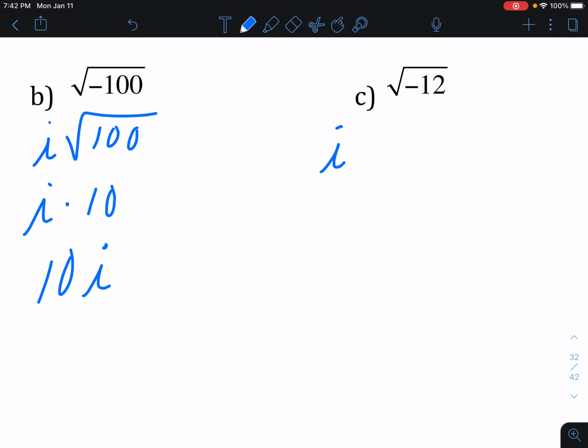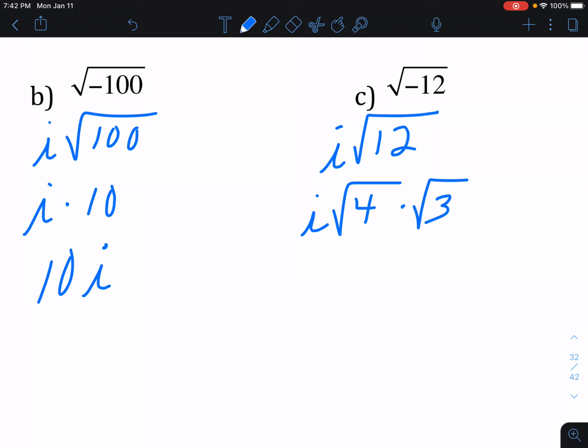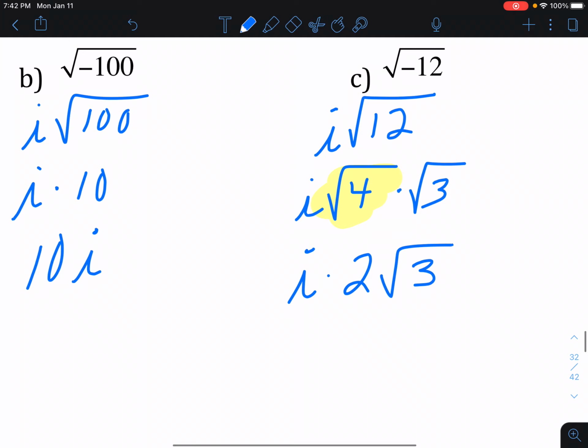Letter C, pull out the i because there's a negative inside. Now, for the square root of 12, we have to think, is there a perfect square that multiplies evenly into 12? Yes, it's 4, such that the square root of 4 times the square root of 3 gives 12. And then the square root of 4 is 2, so it would be i times 2 times the square root of 3. Technically, this is correct, but the proper way of writing it, if we look back at how we wrote 10i, the same thing applies here in letter C. We would call it 2i, then the square root of 3. So whenever you're writing things in order, it would be the coefficient like 2, then the letter i, and the radical would come at the end if there's a radical in your answer.